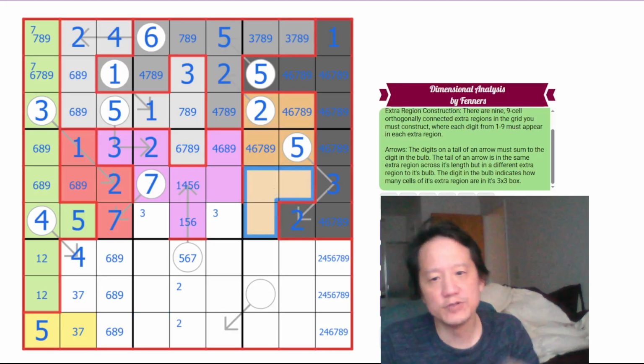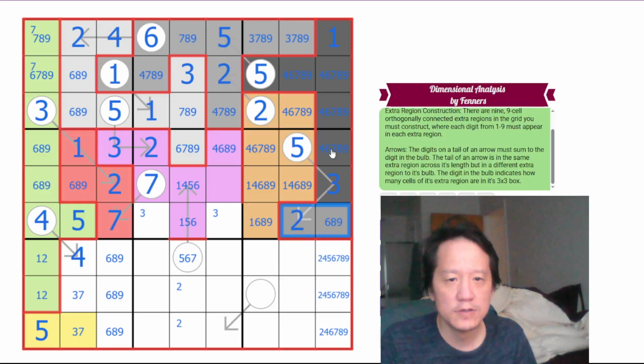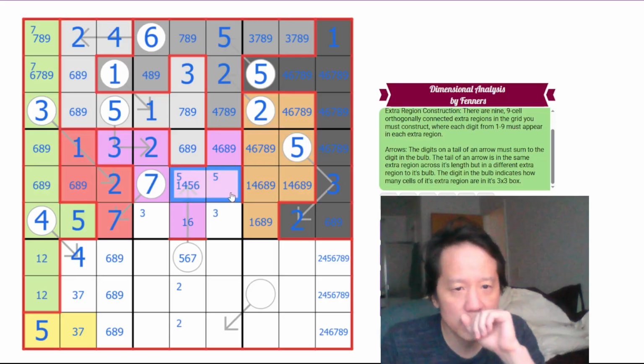The rest of this region is 1, 4, 6, 7, 8, 9. 4 and 7 cannot be here. This can't be 4. This could be 4. This can't be 7. This can't be 4 or 7. So where is the 7? This can't be 7 anymore because of the 7 in the box. This can't be 7 because of the 7 in the column. 5 has to be one of these two. This can't be 5 here.